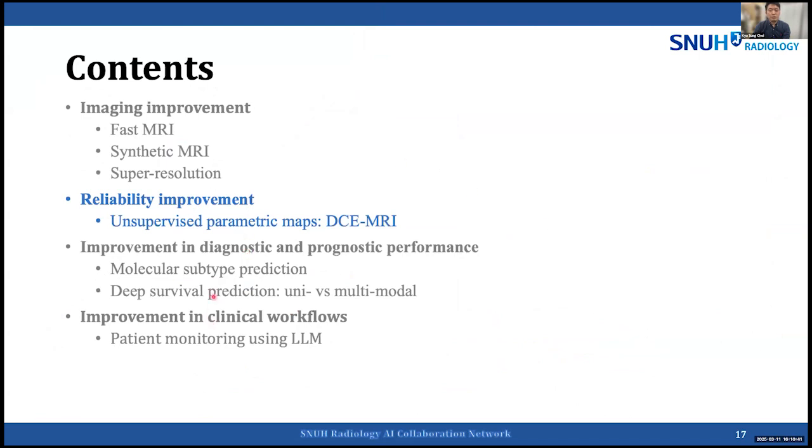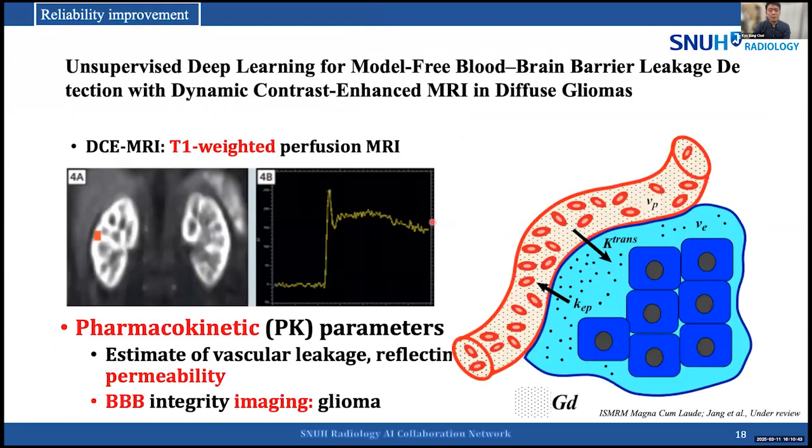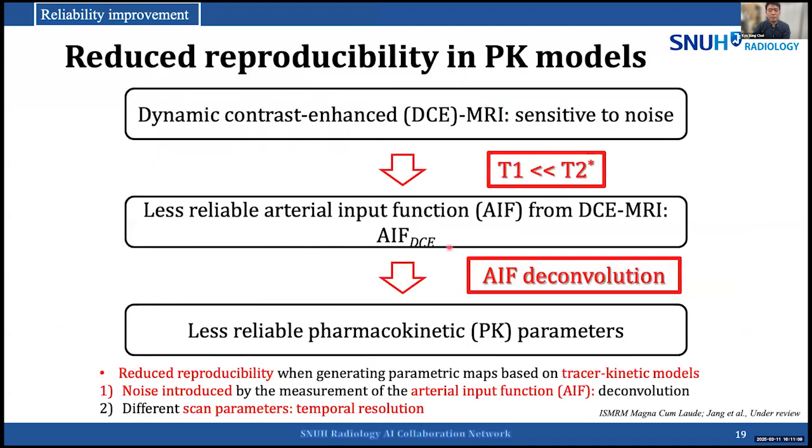Let's move on to the reliability improvement. For reliability improvement, we proposed unsupervised deep learning for model-free blood-brain barrier leakage detection with DCE MRI. DCE MRI, based on T1-weighted signal intensity, can generate PK parameters such as K-trans and Ve, which estimate vascular leakage or BBB integrity in various diseases, including glioma.